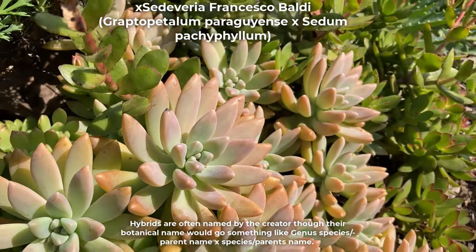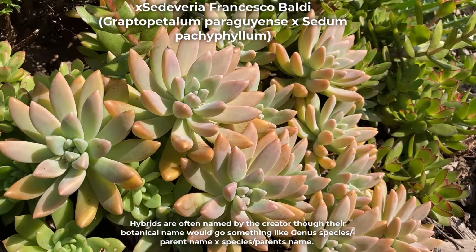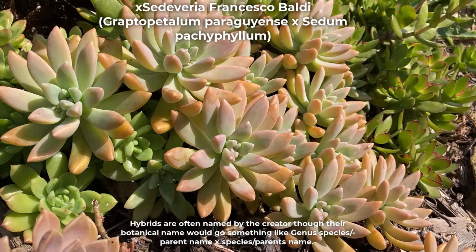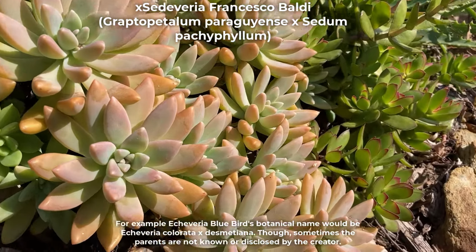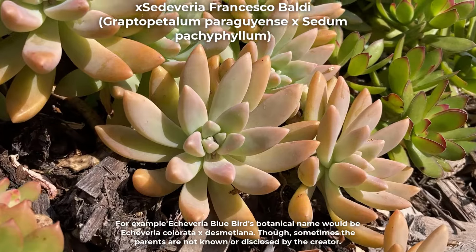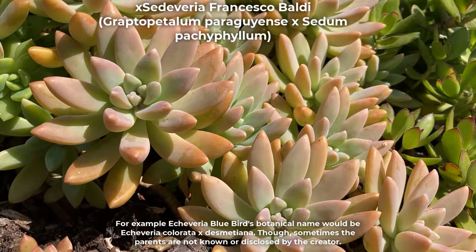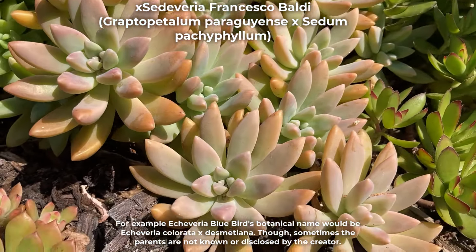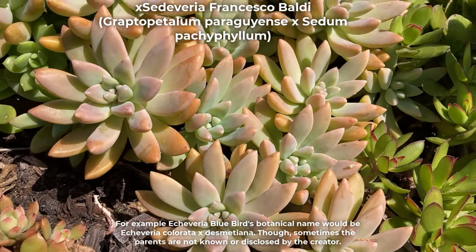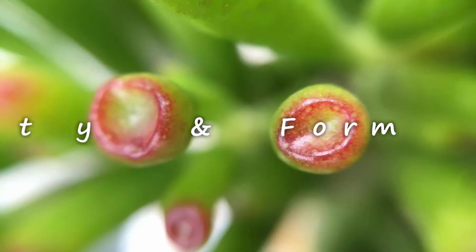Hybrids are often named by the creator, though their botanical name would go something like genus, species, cross, species. For example, Echeveria bluebird's botanical name would be Echeveria colorata cross desmetiana, though sometimes the parents are not known or disclosed by the creator.